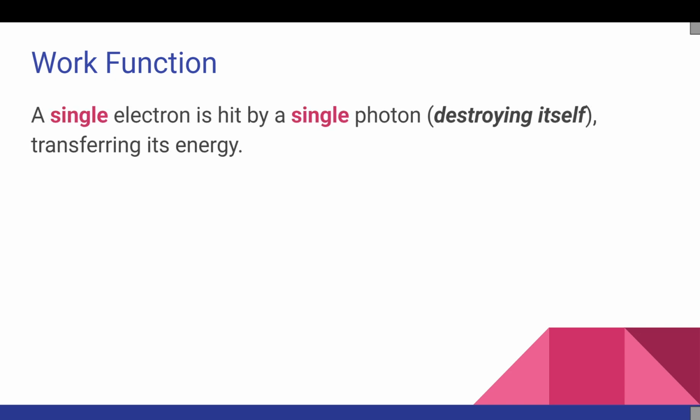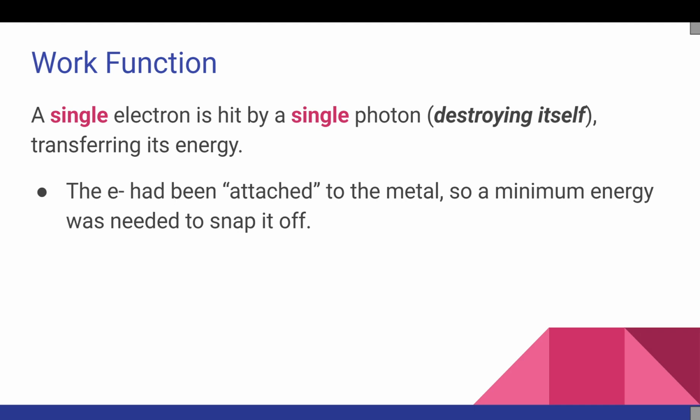Now, Einstein brings in another idea along with this, something called work function. And he basically says when a single electron is hit by a single photon, it transfers all of its energy to that electron. The photon ceases to exist. So it's got to pass over all of its energy that it's carrying. The whole packet, the whole quanta of energy, has to go from the photon to the electron.